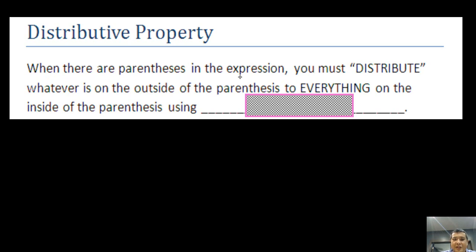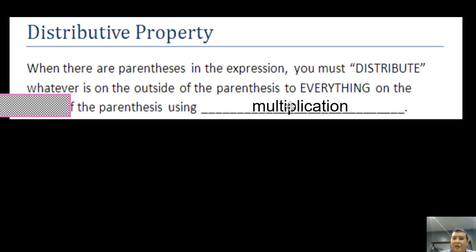When there are parentheses in the expression, you must distribute whatever is on the outside of the parentheses to everything on the inside of the parentheses using multiplication. So the distributive property applies to multiplication.